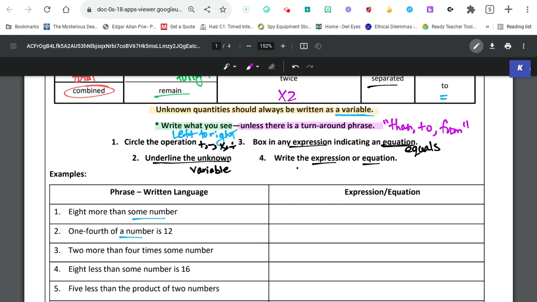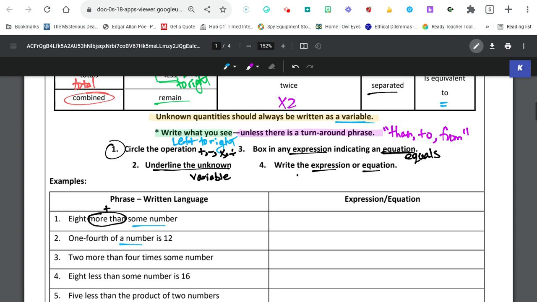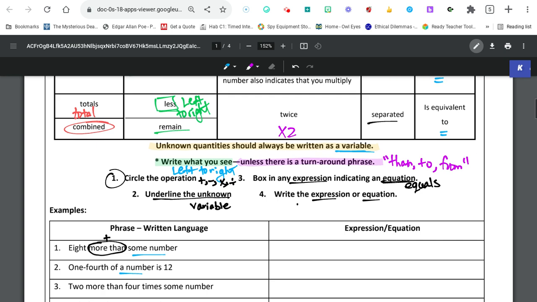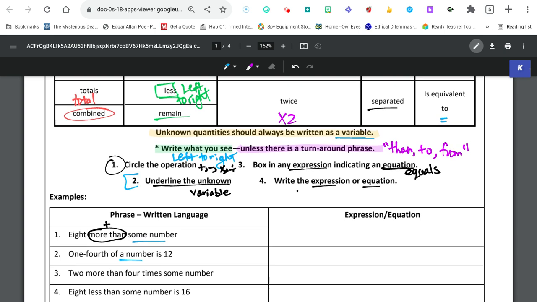So let's take a look at number 1. We're going to take this written phrase and change it to an expression or an equation. So it has 8 more than some number. All right, it says, number 1, we're going to circle the operation. So I'm going to circle the operation. And that means plus, because more than means plus. It's up here. There you go. It means plus. Add.